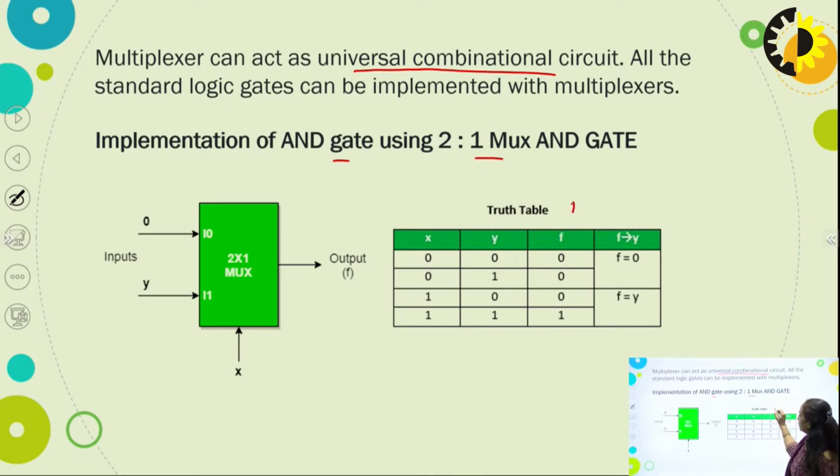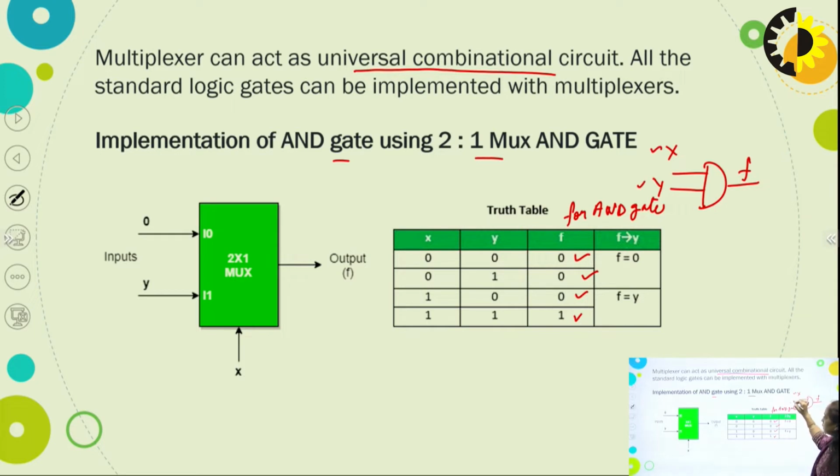This is the truth table for the AND gate. First write the truth table for the AND gate: 0, 0; 0, 1; 1, 0; 1, 1. For 0, 0 the output is 0, for 0, 1 the output is 0, for 1, 0 the output is 0, and for 1, 1 the output is 1, okay. So this is my gate, with inputs x, y and the function, the output, denoted by f. From these variables, we have to select some values as a selection line. We will connect some variable at the selection line, and the rest of the variables will be connected at the inputs, okay.